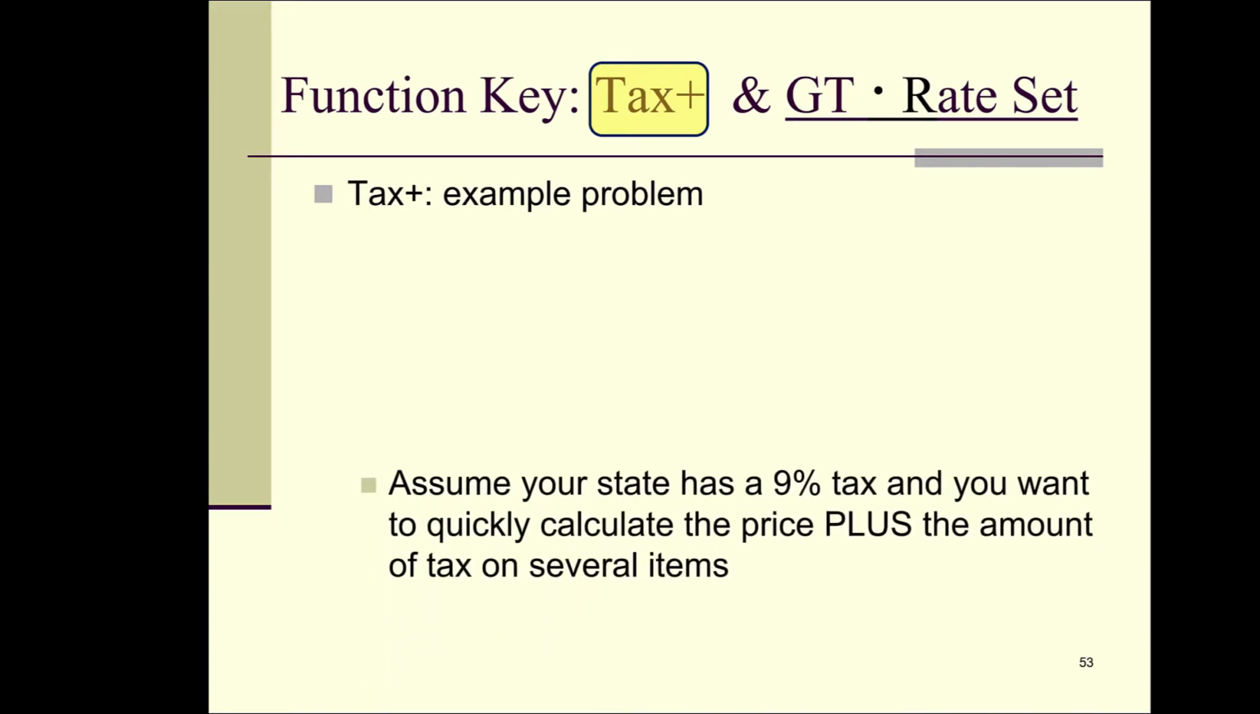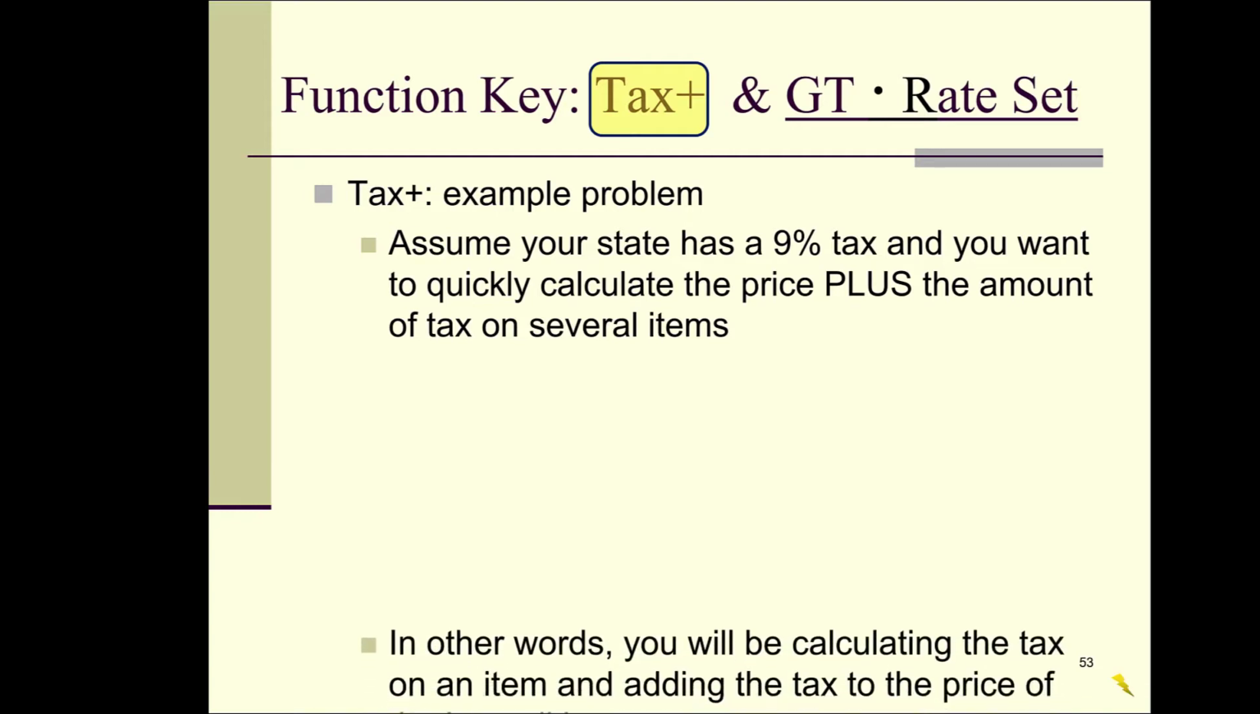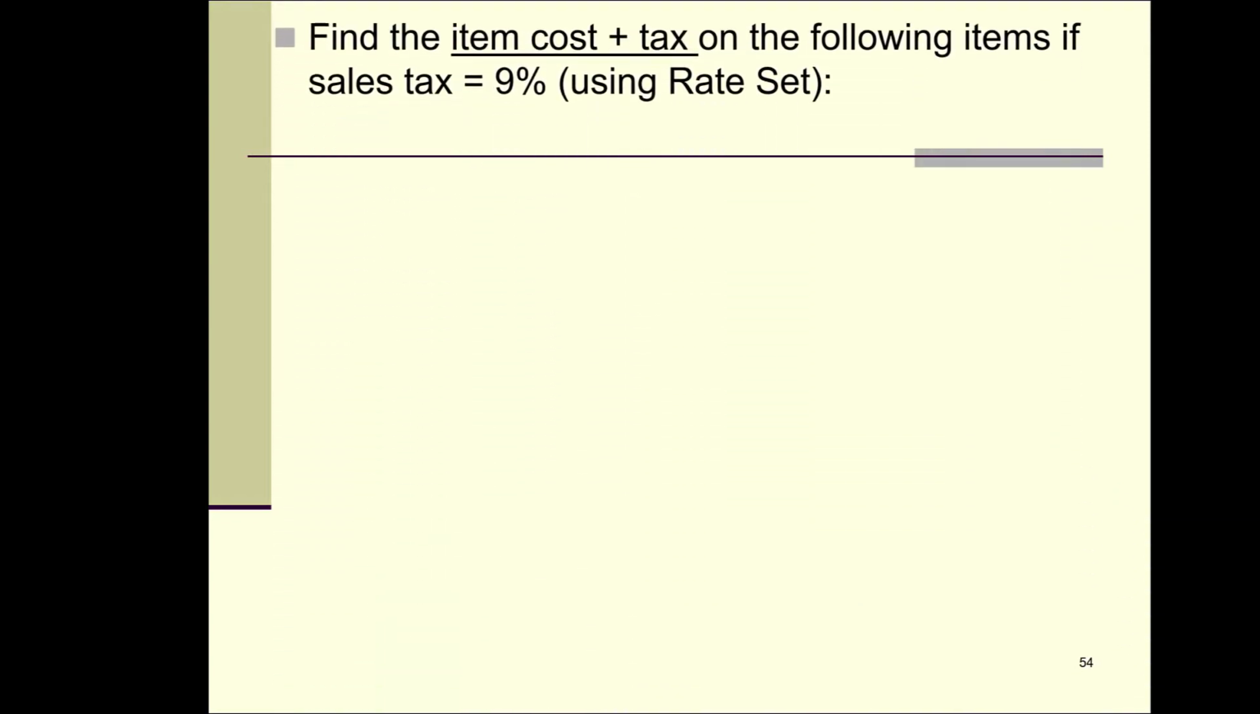Let's assume your sales tax is 9%, and you want to quickly calculate the price plus the amount of tax on several items. In other words, we're going to be calculating the tax on an item and adding the tax to the price of the item, all in one step, just by pressing tax plus. So we still have those same items as in the video before about times rate. And the steps are kind of similar.